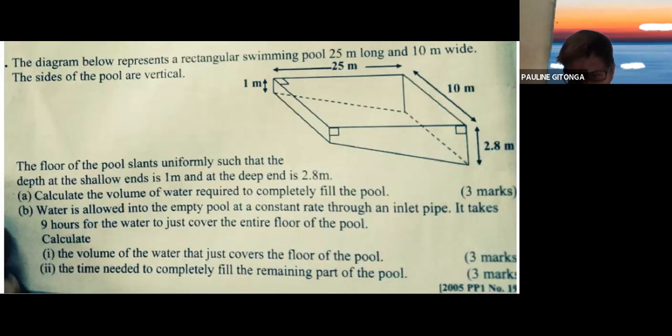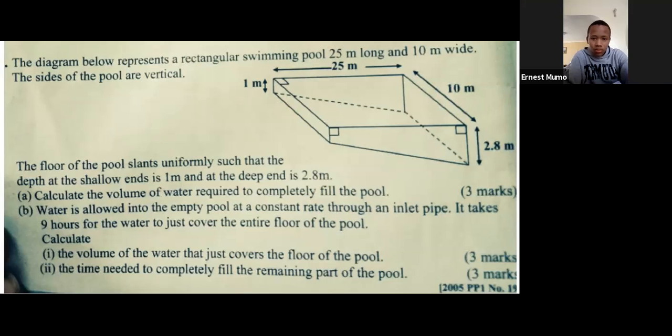Ernest? This is what I've gotten. The B Roman 1, that is the volume of water that just covers the floor of the pool. This is what I've done.